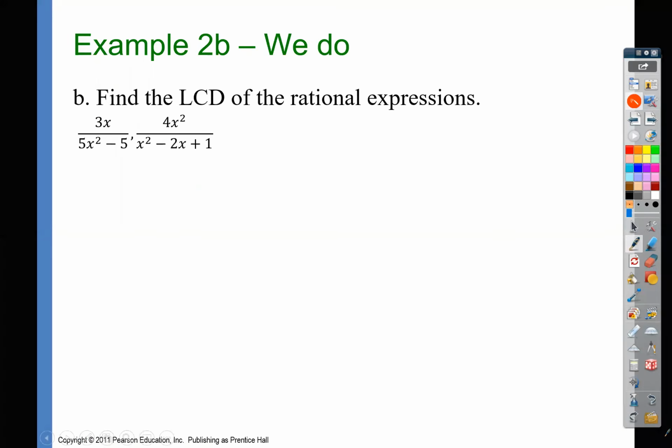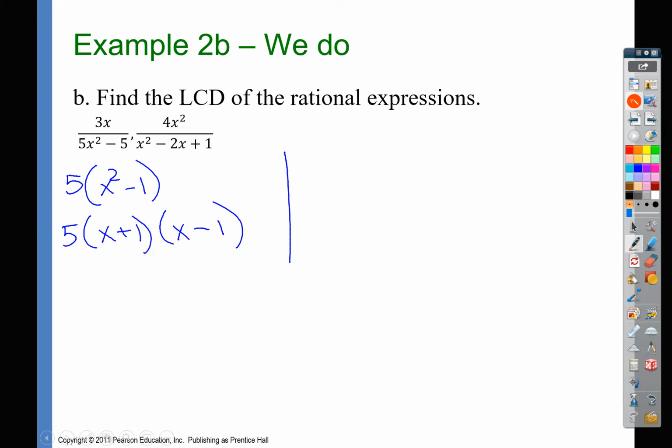Next, we're going to find the least common denominator of these. So again, I'm going to factor each denominator. So I get 5. I can take a 5 out and I'd be left with x squared minus 1, which is the difference of squares, so we can factor it again. Okay, so that's the first one. The second one is x squared minus 2x plus 1. And I can factor that x minus 1 times x minus 1, because that would add together to give me a negative 2x and multiply together to give me a positive 1.